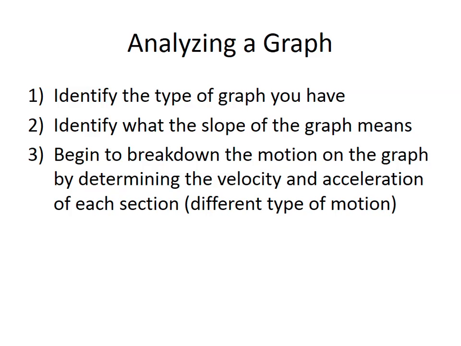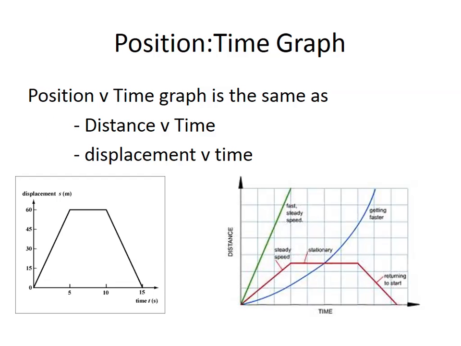From there, break down the motion on the graph by determining the velocity and acceleration of each section. Basically, when the line changes from one type to another, you're going to have to describe a new type of motion. So these problems sometimes take a bit. There's a lot of pieces to them, but you get a handle on it. There is a pattern to them.